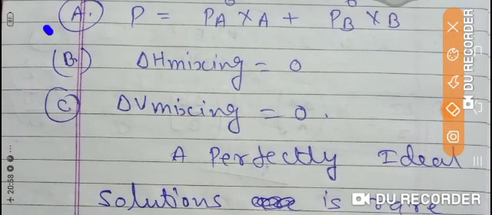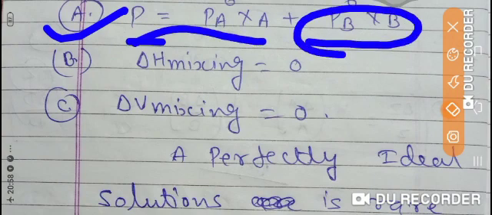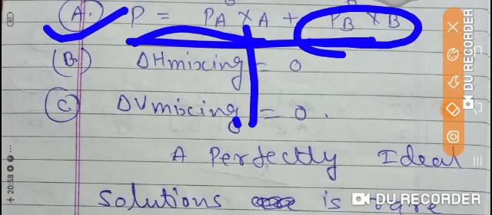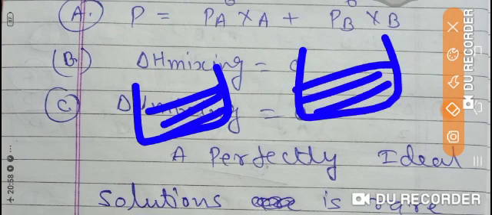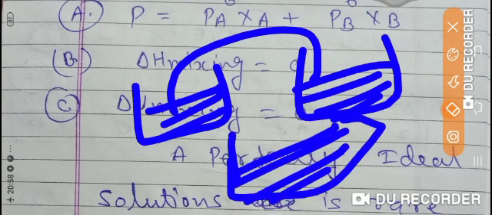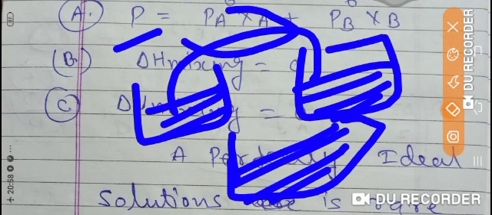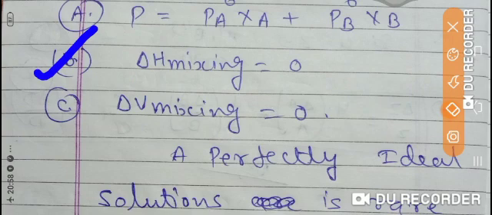First condition is P equal to Pa naught xi A plus Pb naught xi B, meaning this is the Raoult's law condition, where A is a volatile solvent and B is also a volatile solute. Suppose you are going to mix two liquids, one liquid is water and another one is ethanol. Then the total vapor pressure after mixing would be P is equal to Pa naught xi A plus Pb naught xi B. This is one of the conditions under which the solution is ideal. Second condition is delta H mixing is 0 and delta V mixing is 0.